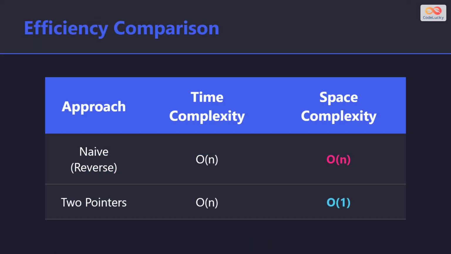Comparing the two methods, both take linear time. However, the two pointers approach is superior because it has constant space complexity, or O(1). It verifies the string in place without allocating extra memory for a reversed copy.